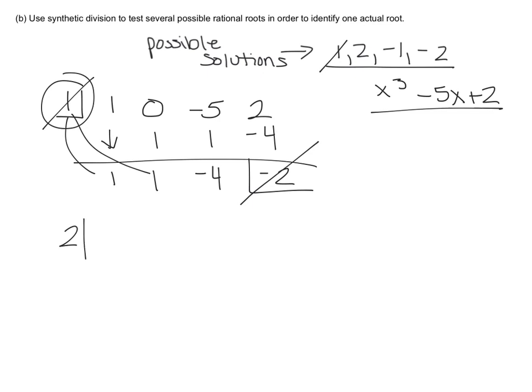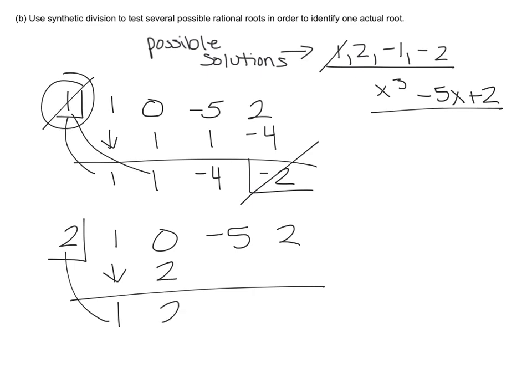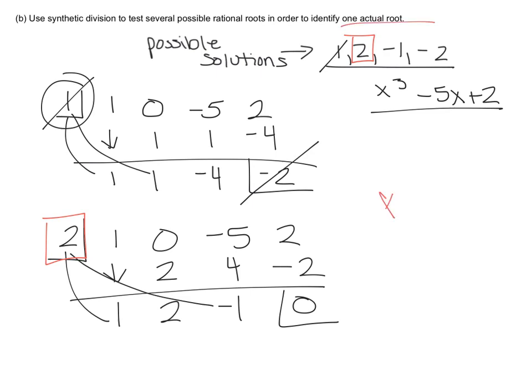So now I'll test 2. And again, I'll use the same coefficients. And I'll divide. Bring down the 1. So I have 2 times 1 is 2. 0 plus 2 is 2. 2 times 2 is 4. Negative 5 plus 4 is a negative 1. Negative 1 times the positive 2 is a negative 2. And 2 minus 2 is 0. Since I have a 0 in my remainder box, I know that 2 is a solution to my problem. So one actual root is x equals 2.